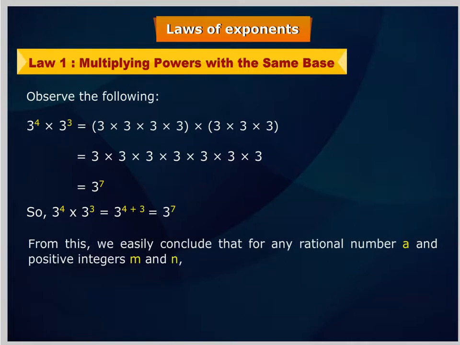From this, we easily conclude that for any rational number a and positive integers m and n, a raised to the power m multiplied by a raised to the power n equals a raised to the power m plus n.